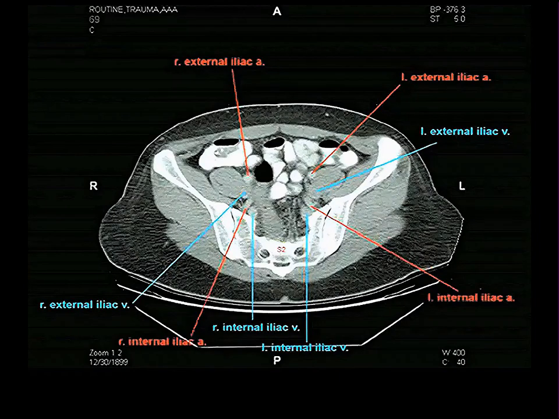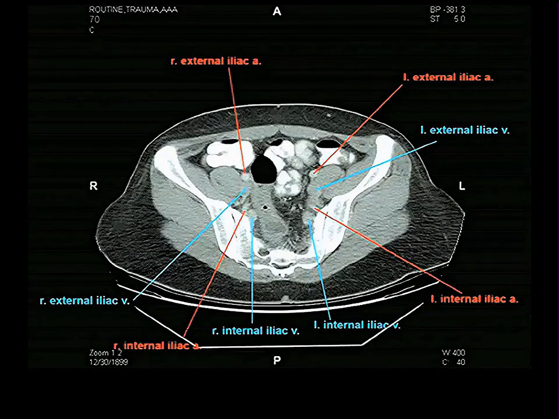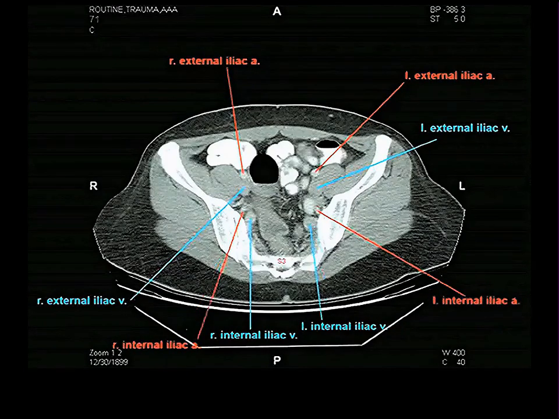The important relationships to note here are that the internal iliac vessels pass posteriorly from the common iliacs, and the external iliac vessels take up a position on the medial surface of the psoas major muscle. And initially, the external iliac arteries are anterior to the external iliac veins on the medial surface of the psoas. Still very obvious on both sides. External iliac artery anterior to vein on the medial surface of the psoas.